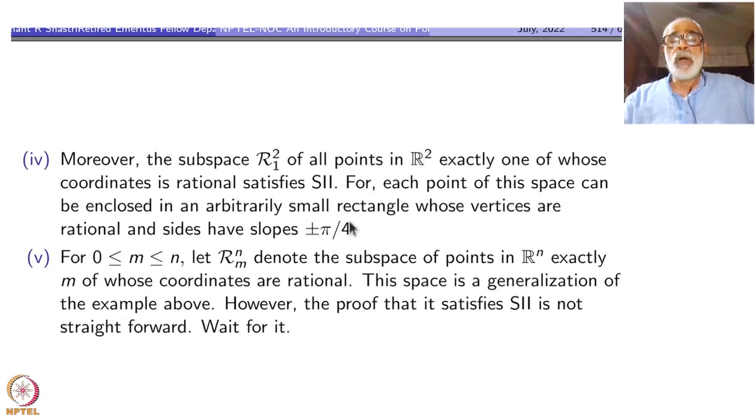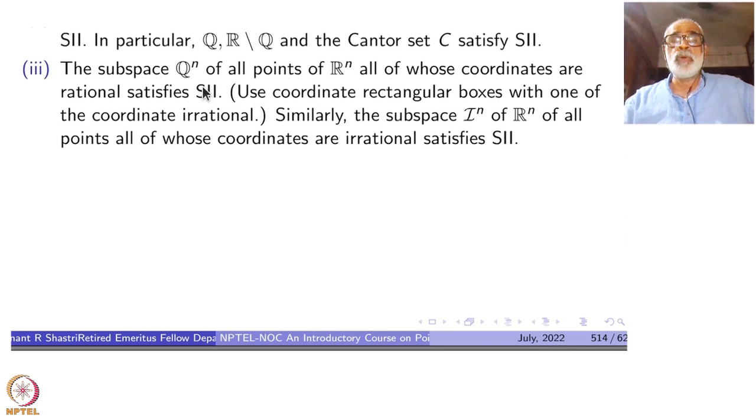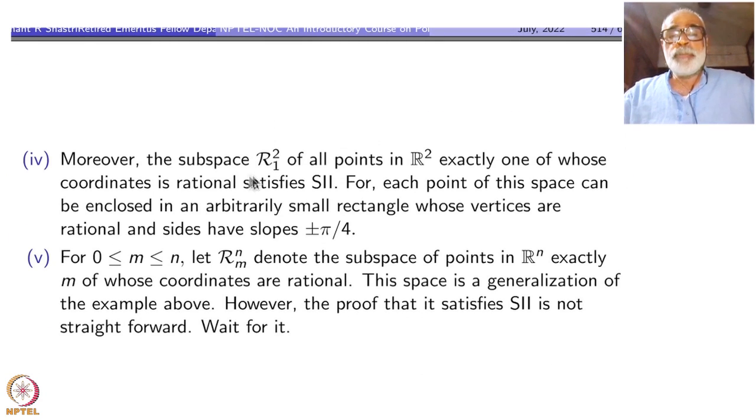Moreover, now comes, you see, now I am mixing up. For this, you will have to use arguments down this way, not products. The subspace R2,1, where the upper subscript corresponds to where we are taking, but the lower subscript, is the set of all points in R2 exactly one of whose coordinates is irrational. If you look at (x, y), either x is rational or y is rational. If both are irrational or both are rational, I am not taking them. So this space is also S2.